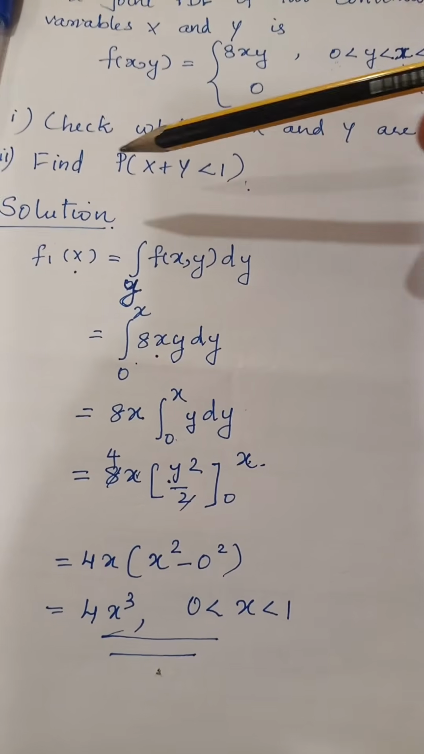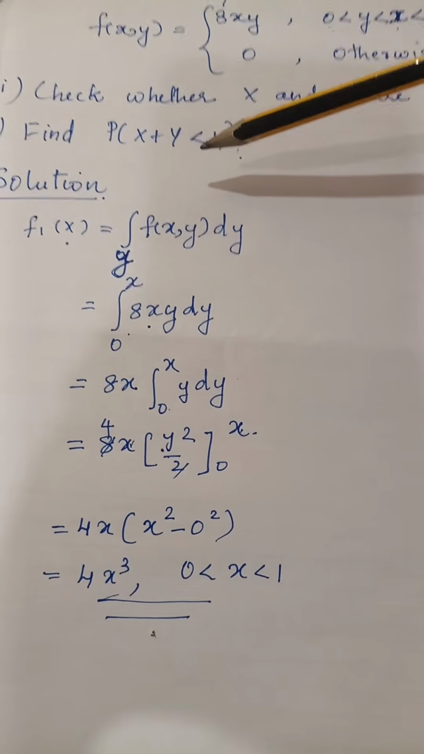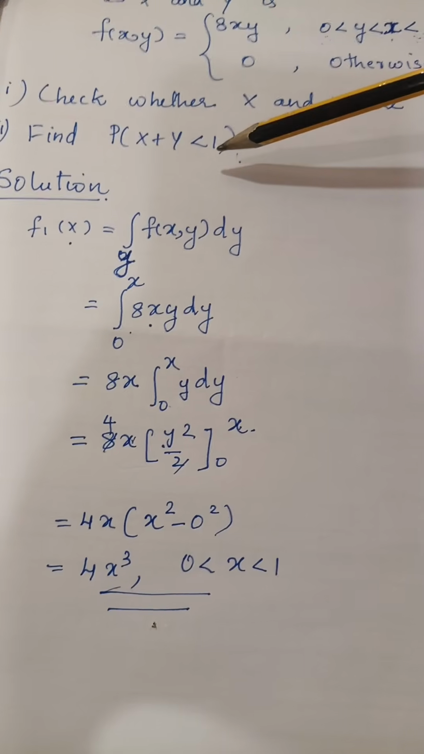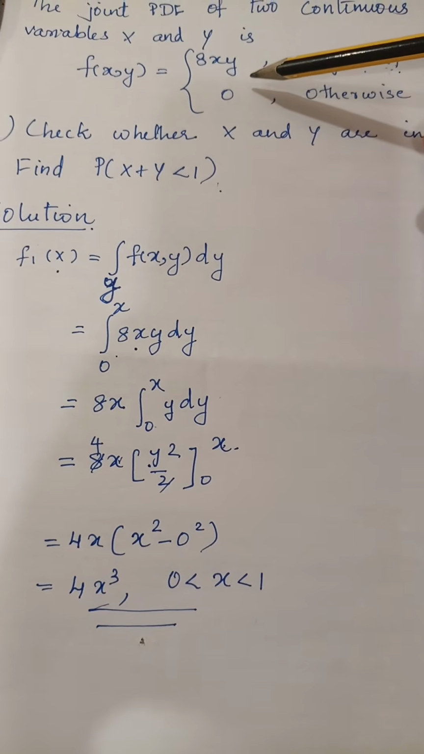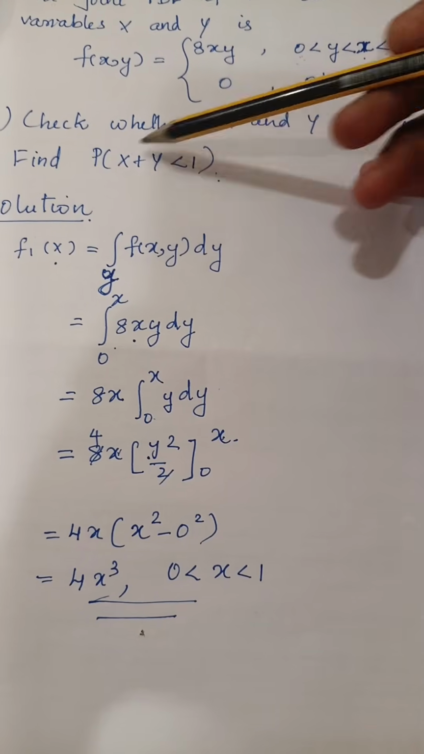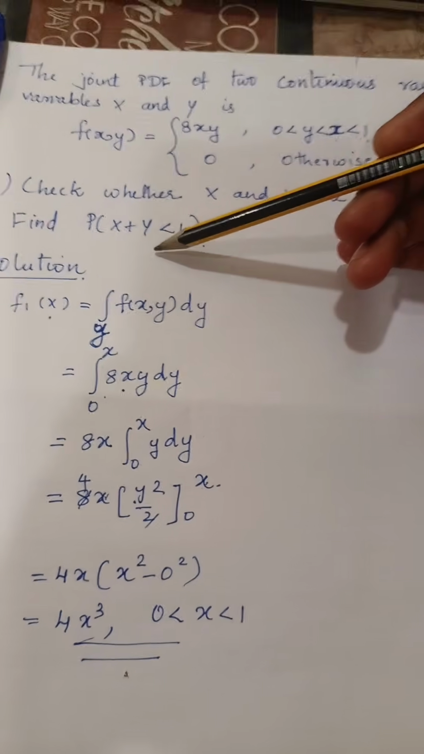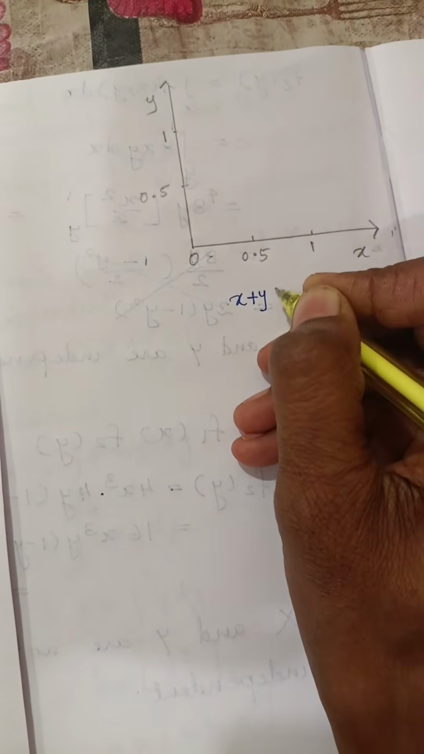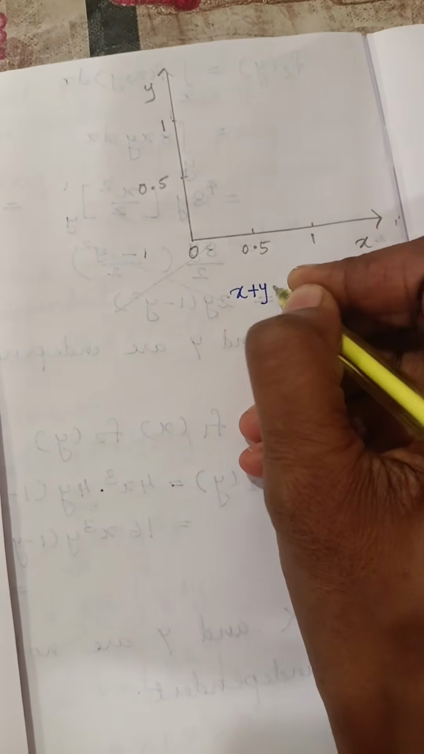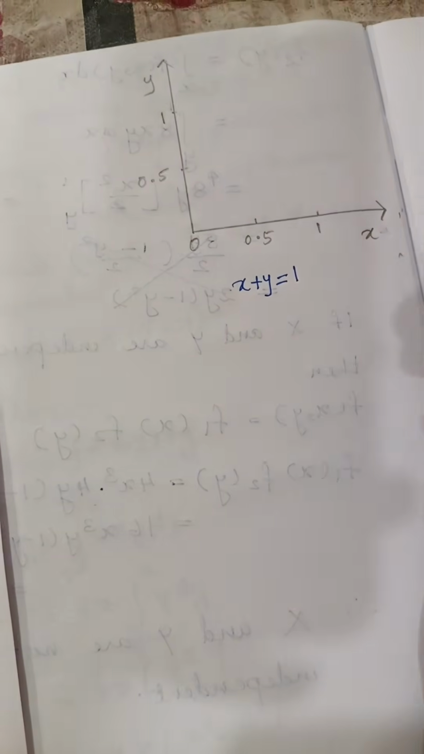Now in the second question we have to find the probability that x plus y is less than 1. So let us see the area of this density and this area. So we are having x plus y less than 1, so the equation of the straight line will be x plus y equal to 1.